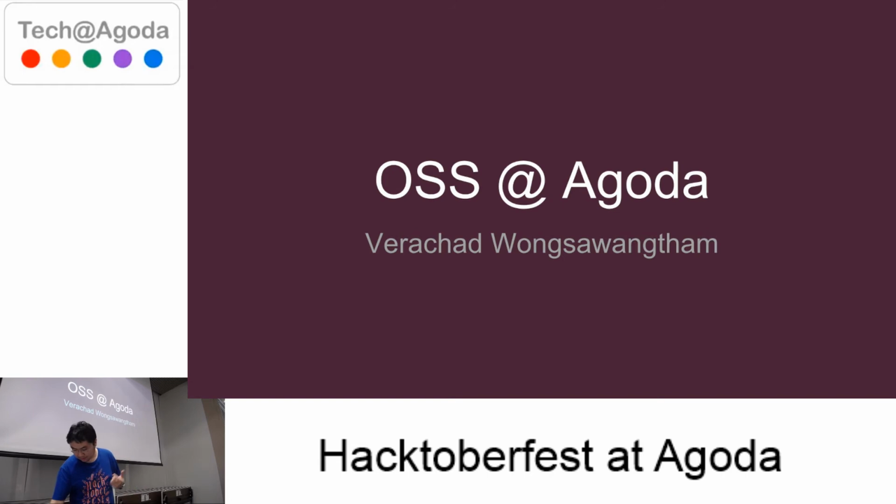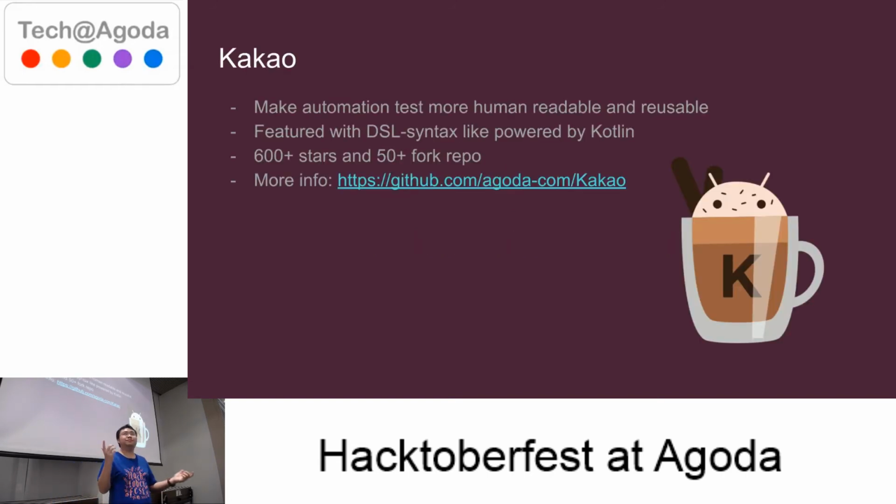Okay, let me start with the first one. This is the most famous thing I would say that we already do at Agoda. We created a library called Kakao. It's a library that helps us write automation tests more easily, more human readable, and more usable. This one is powered by Kotlin. We use higher-order functions, lambdas, extension functions, and infix functions so that we can create a DSL syntax style to write the automation tests.